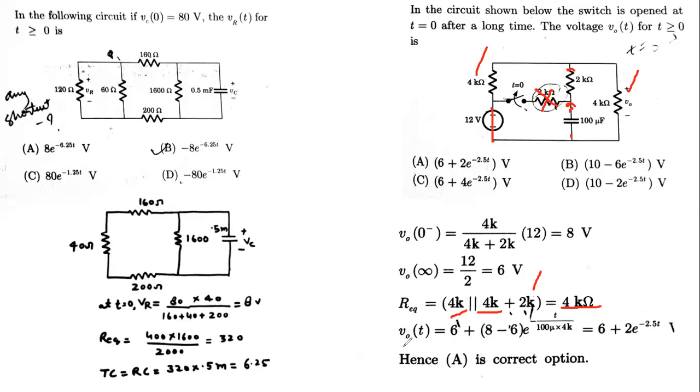Now the voltage across the capacitor v0(t) uses the same formula, Vc(infinity) is 6 plus Vc(0), because we are finding the voltage across the 4 kilo ohm. So this is V(infinity) plus V(0) minus V(infinity) into e to the power minus t upon RC. So the answer is 6 plus 2 into e to the power minus 2.5t. Therefore, option A is my correct option. Here, the difference in the answers is plus 2 or minus 2. The time constant is the same.